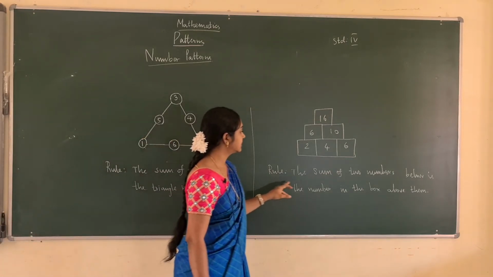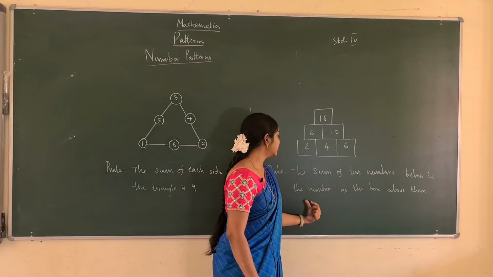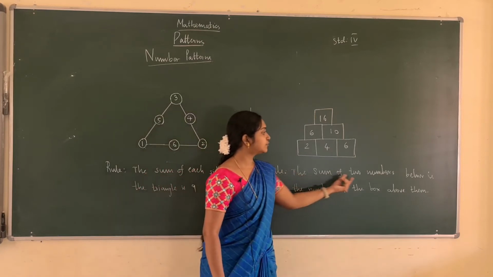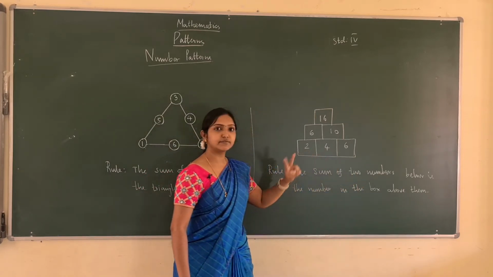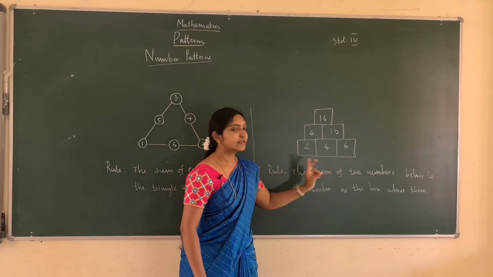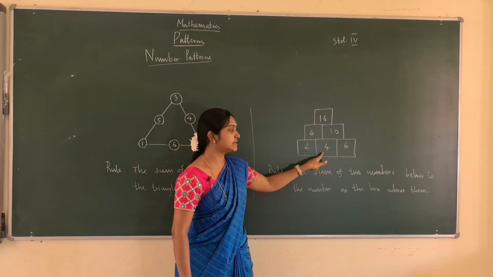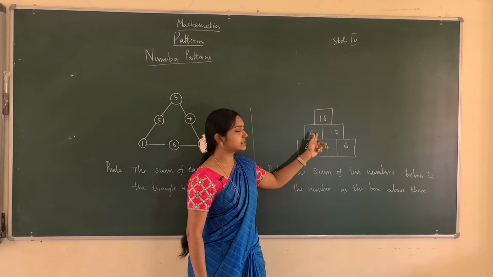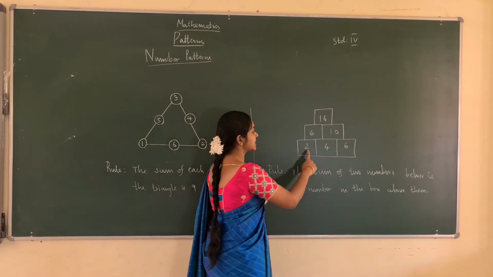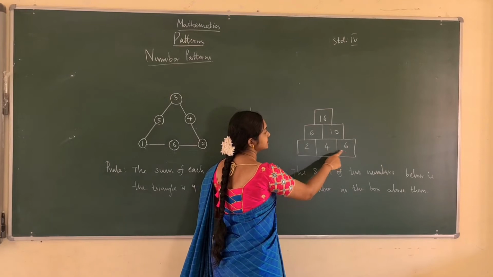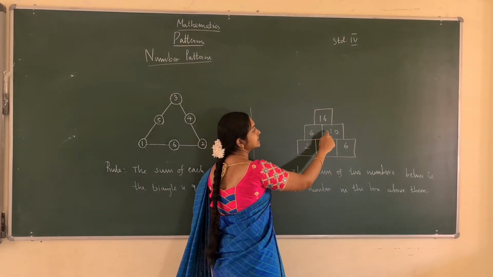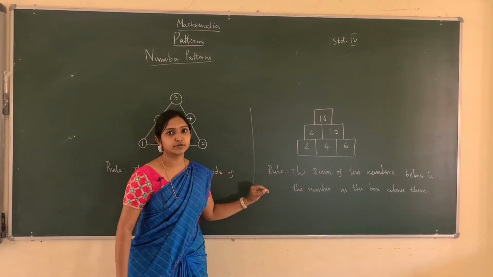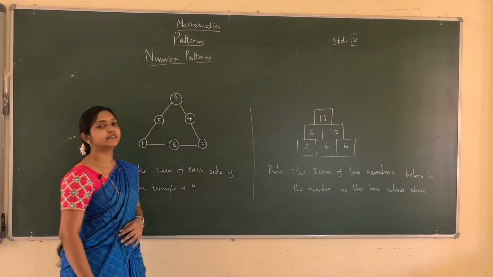The second one, the sum of two numbers below is the number in the box above them. That is, we take two numbers below and sum them. It will be the number in the box above them. Above the box, the number is 6. So, if we sum 2 plus 4, it is 6. If we sum 6 plus 4, it is 10. If we sum 6 and 10, it is 16. So, we have to fill the numbers using the given rule. But here numbers are filled.